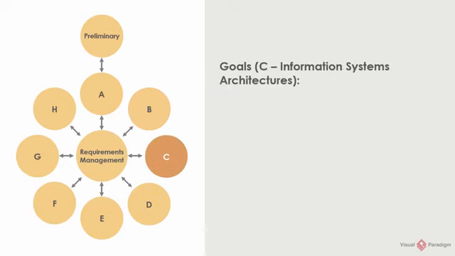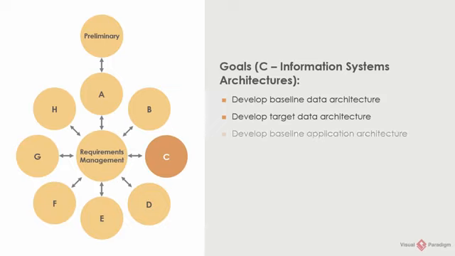Phase C focuses on information system architectures. It will develop the baseline and target architecture of the data architecture to find out a comprehensive approach to data management, data migration, and data governance. Besides data architecture, you also have to develop the baseline and target application architectures to find out the approach to the coordination of application resources.